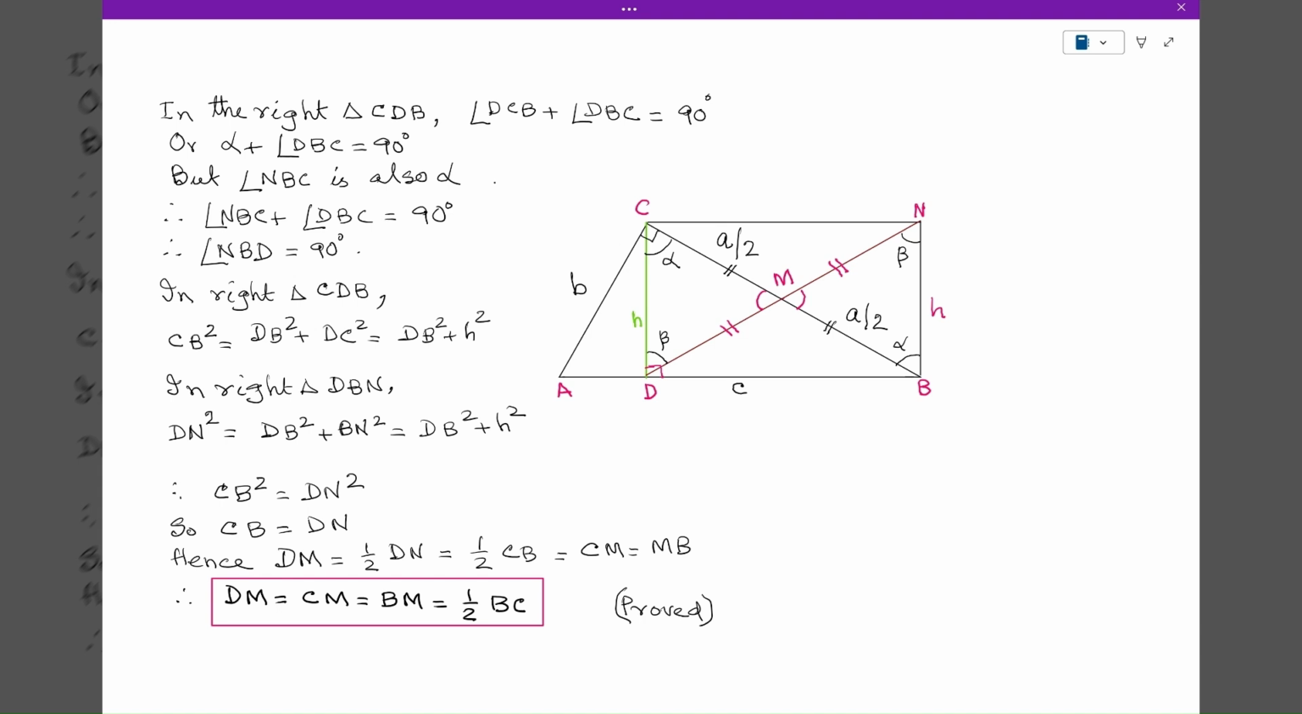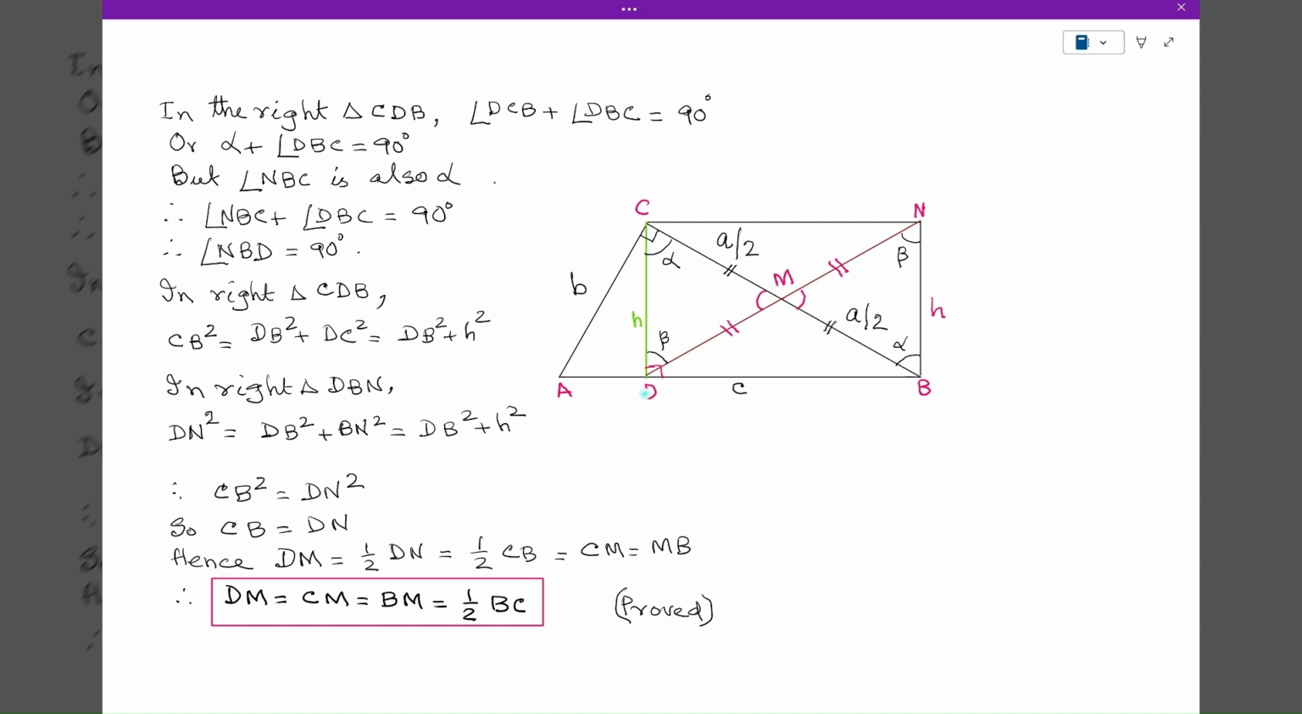Now in right triangle CDB, CB square is equal to, that is this square is equal to CD square plus DB square.